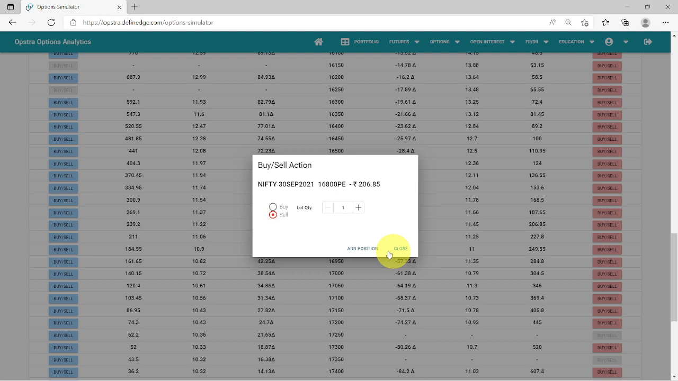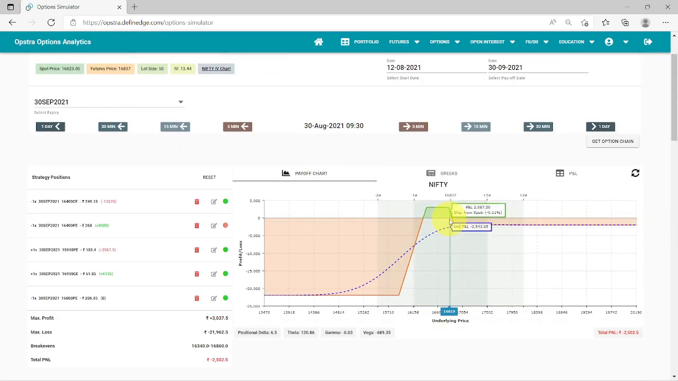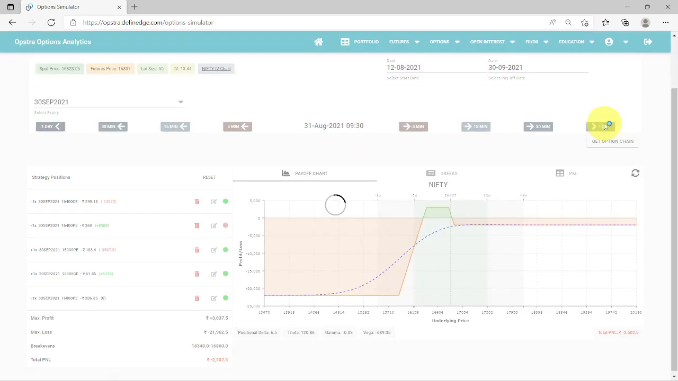So by doing so, our payoff chart will start looking like this. We have extended the break even a little bit. Now let's see what will happen the next day.